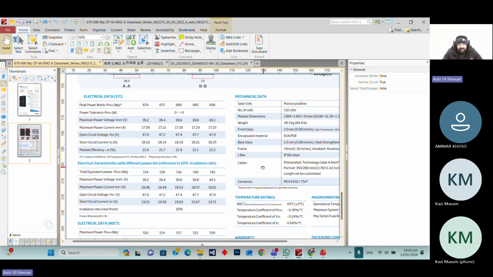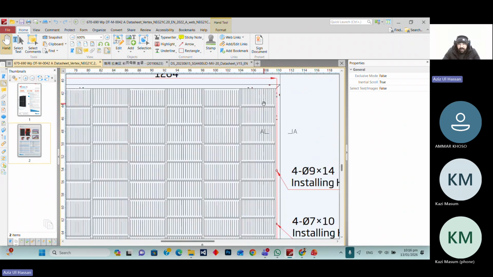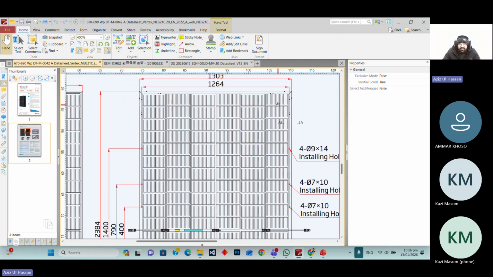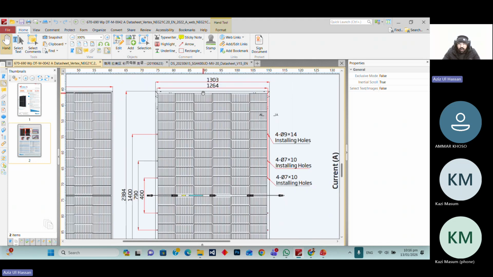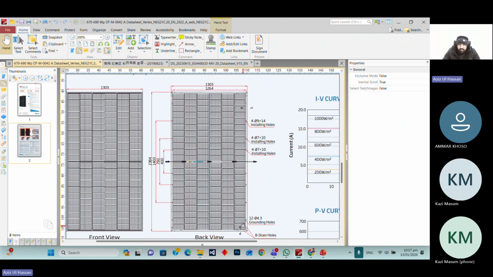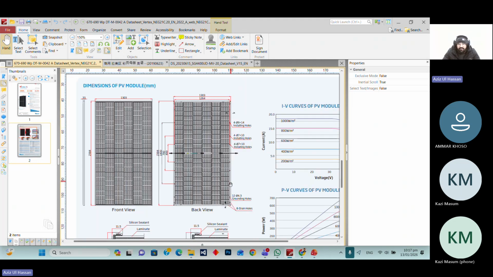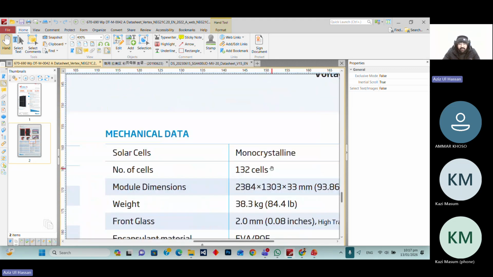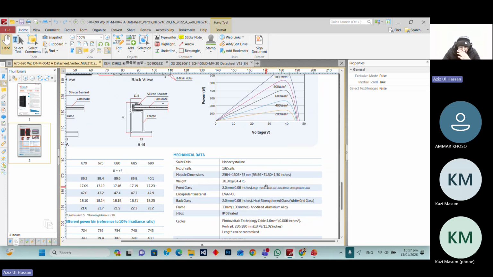And then we have the cells. This is one cell. If we count, we have 6 in one row, and in the vertical columns we have 22. So 6 into 22 means 132 cells, the total number of cells.